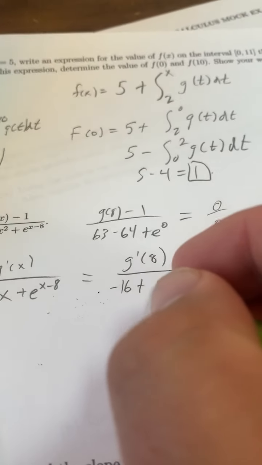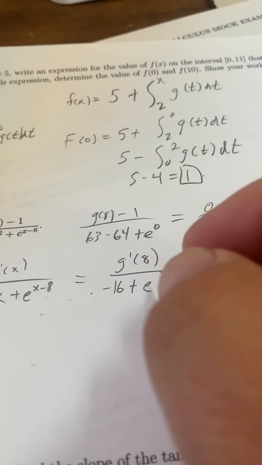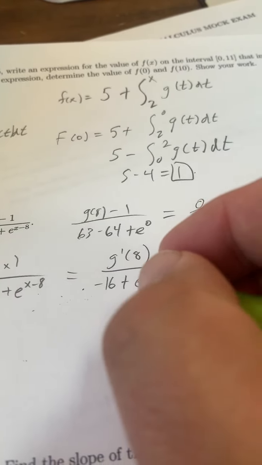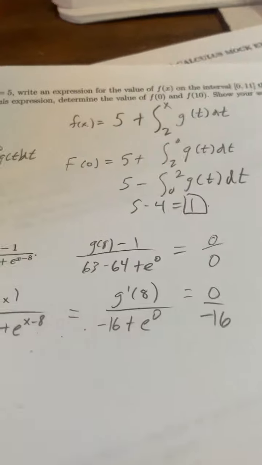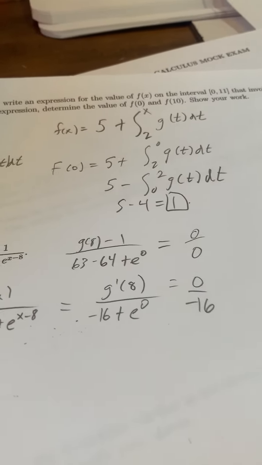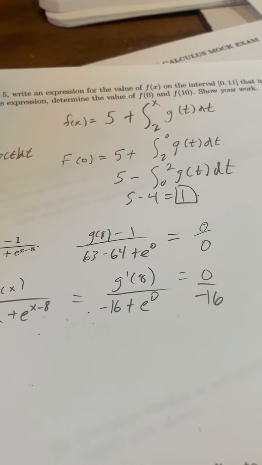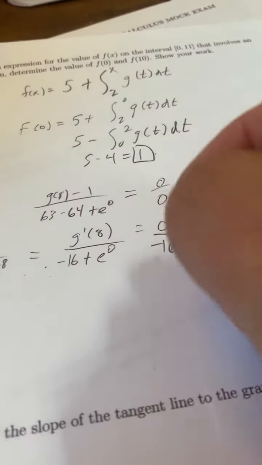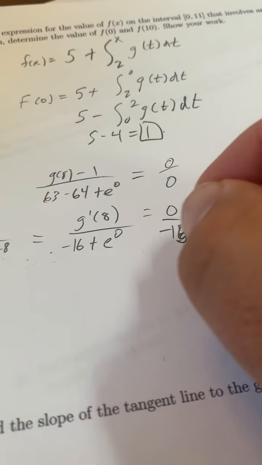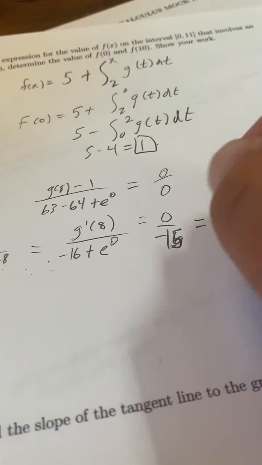And then on the bottom, I get negative 16 plus e to the 0, which would be negative 16. Oh, sorry, that'd be negative 15, that's a 1. So negative 15, so I get 0 over negative 15, which is just 0. Sorry about that.